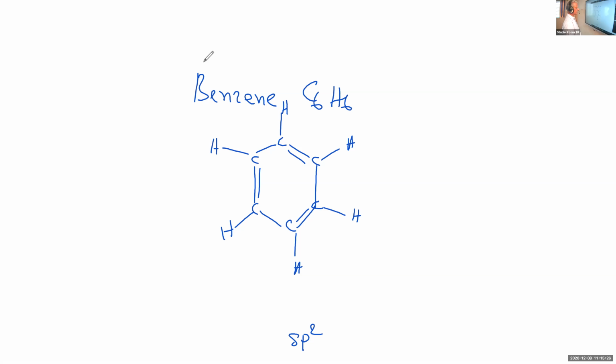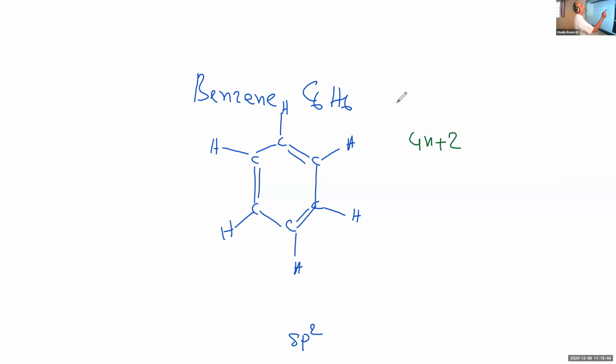And a polyene, there are three double bonds. 4n plus 2 pi electrons, let us check that, where n is equal to 1, 2, 3, 4, etc.